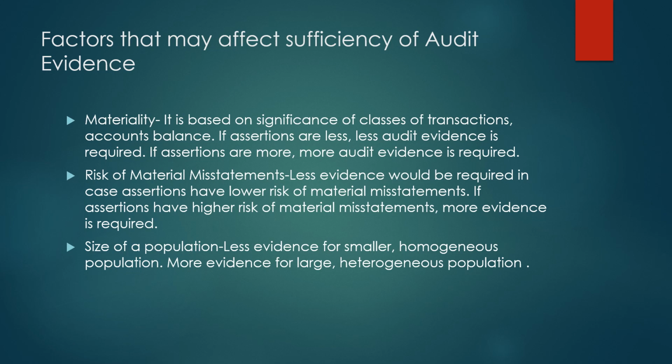Then the next is risk of material misstatements. Less evidence is required if assertions have lower risk of material misstatements. If assertions have higher risk of material misstatements, more audit evidence will be required. Size of a population: less evidence for a smaller, homogeneous population and more evidence for a larger, heterogeneous population.